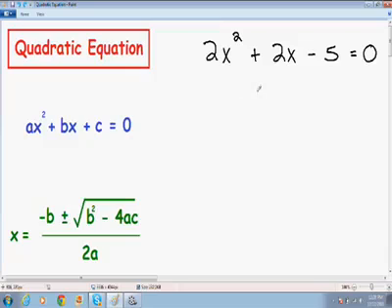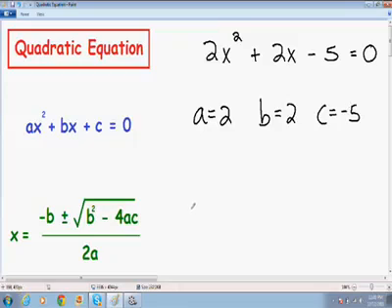So for this particular example, our A is the number 2, which is in front of the x squared term. Our B is also equal to 2 because the 2 is in front of the x term. And our C, which is the number with no x term, is negative 5.